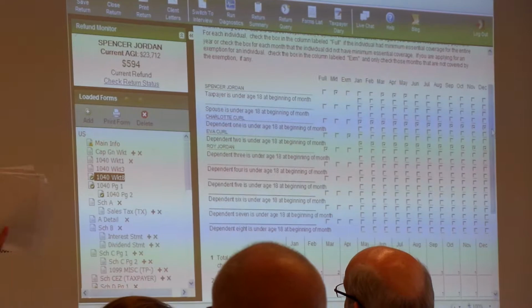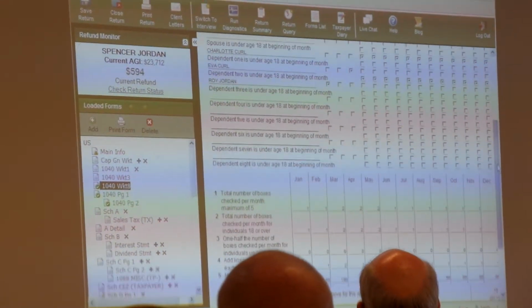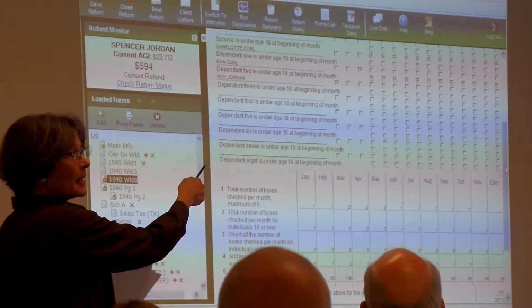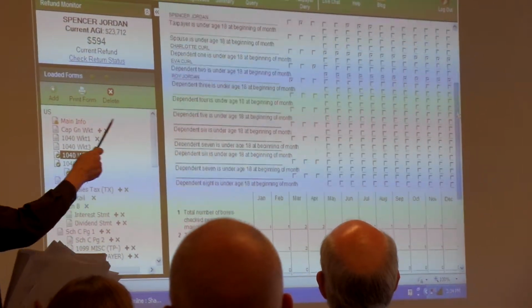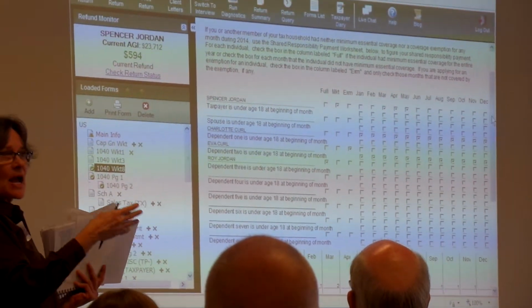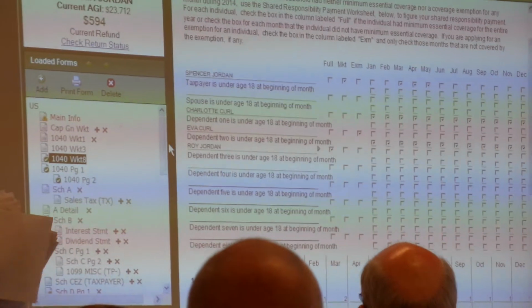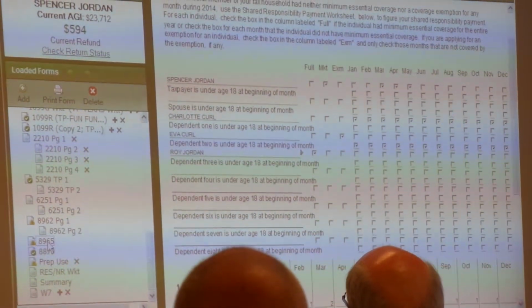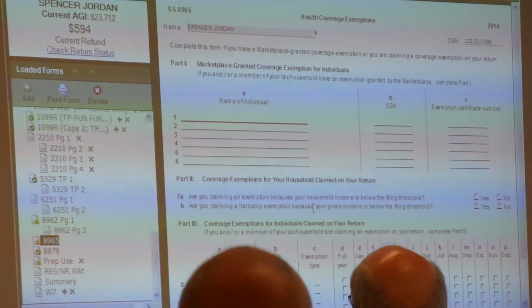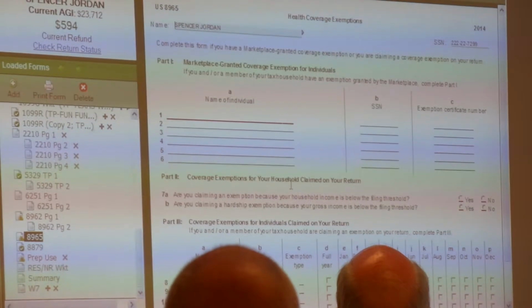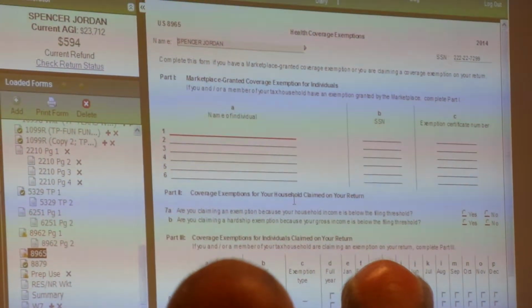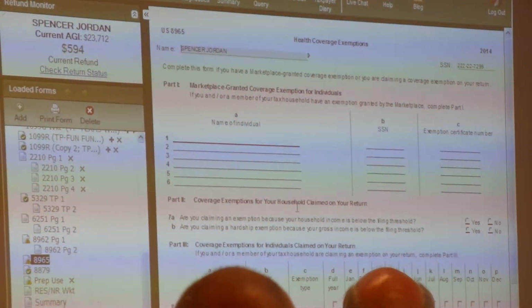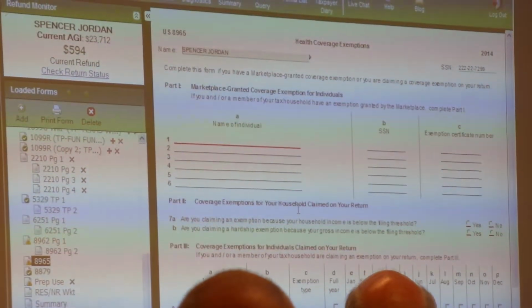Okay, so the reason I recommend that we start with worksheet 8 is because then when you click these boxes, that generates the appropriate forms. The 8965 is the form on which you claim your exemptions. So when you click the exemption box on worksheet 8, it generates the 8965 in your tree.